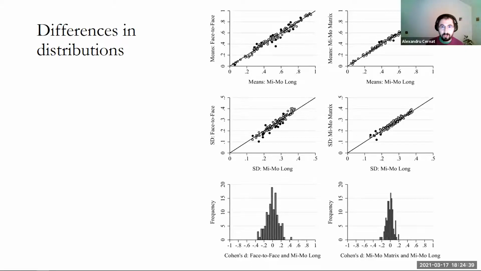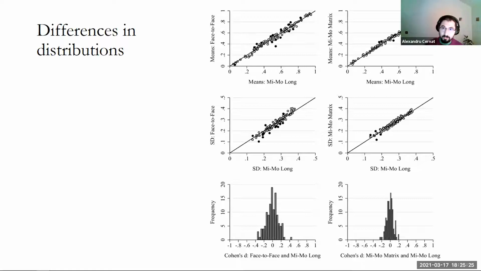In the top row, for example, we have just the averages for all the questions we looked at. Like I said, 132. On the left, we have the means of the question in face-to-face, and on the bottom, we have the means in the mixed mode long design. The empty circles are questions that are not statistically significantly different between groups. We see most of them are like that. Then there are a few that are black inside as well, and those are statistically significant. So there are some questions that have different averages across groups, but overall, many of them have the same average, both in face-to-face and in the mixed mode long design.